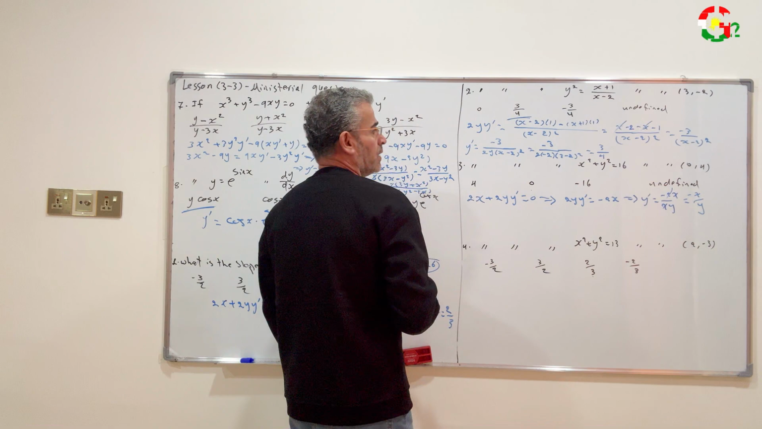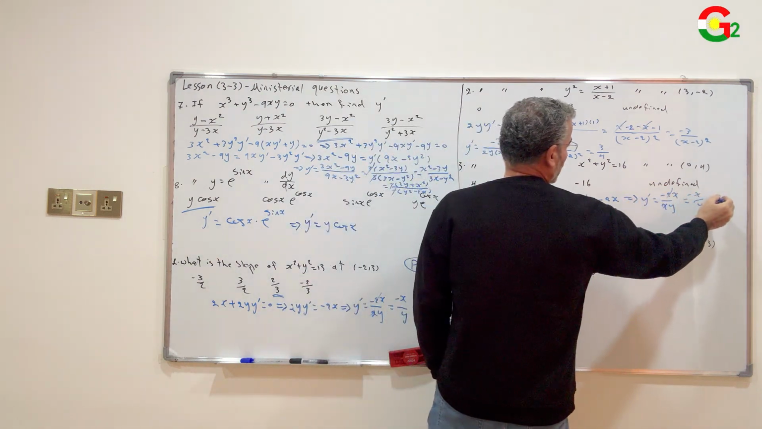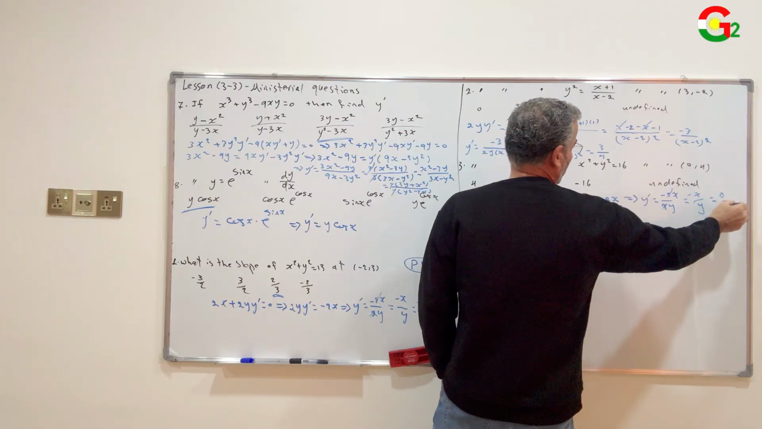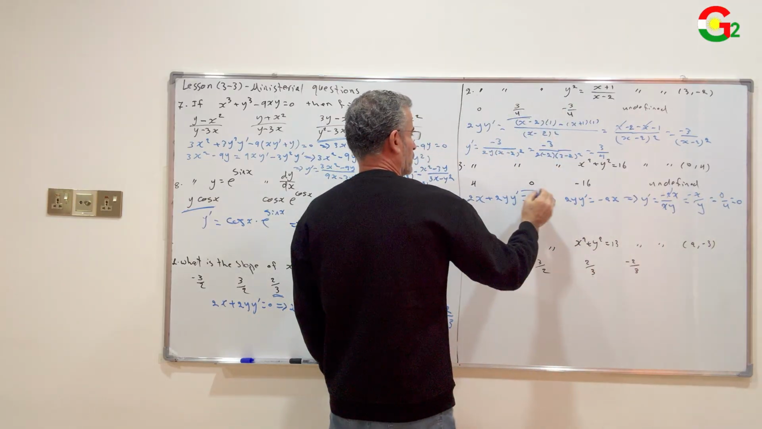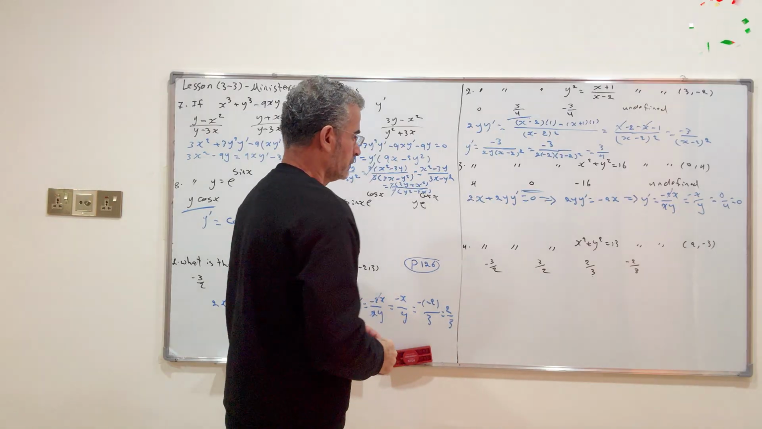At the point (0, 4), equal to -0 over 4, equal to 0. Choice B. Question number 4.